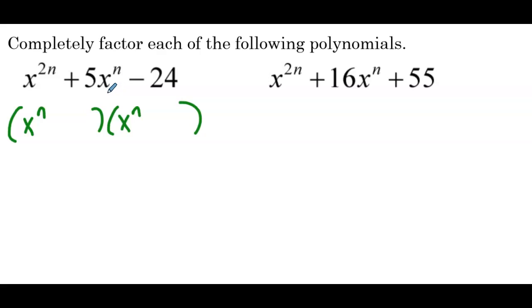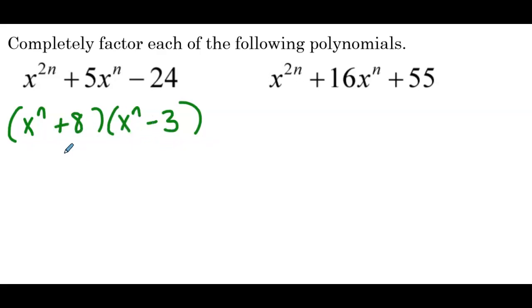So now we need to figure out the values that finish each factor. So 1 times negative 24 is negative 24. So we need factors of negative 24 that add to positive 5. So that would be positive 8 and negative 3. So we can go plus 8 minus 3. And then we're done. (x to the n plus 8) times (x to the n minus 3).